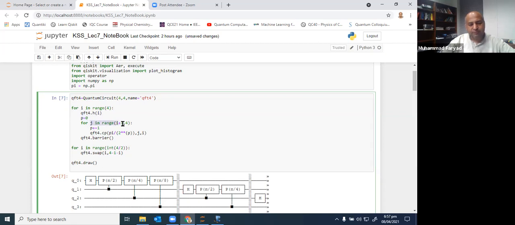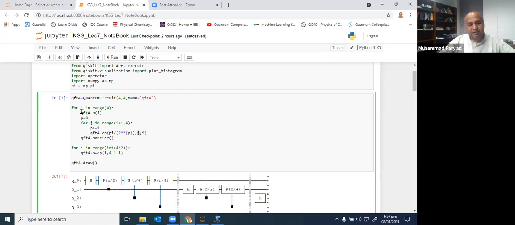then there's another loop j that goes from i plus 1 to 4, and then there is this counter p plus 1, because I want to give a phase that works like pi over 2 power 1, 2 power 2, 2 power 3, and so on. So that's why in this loop I'm taking this integer 2 to the power p, where this p is getting incremented each time. So this CP that you see over here is a controlled phase gate. So this is applying the phase to bit i, and the control is in j.